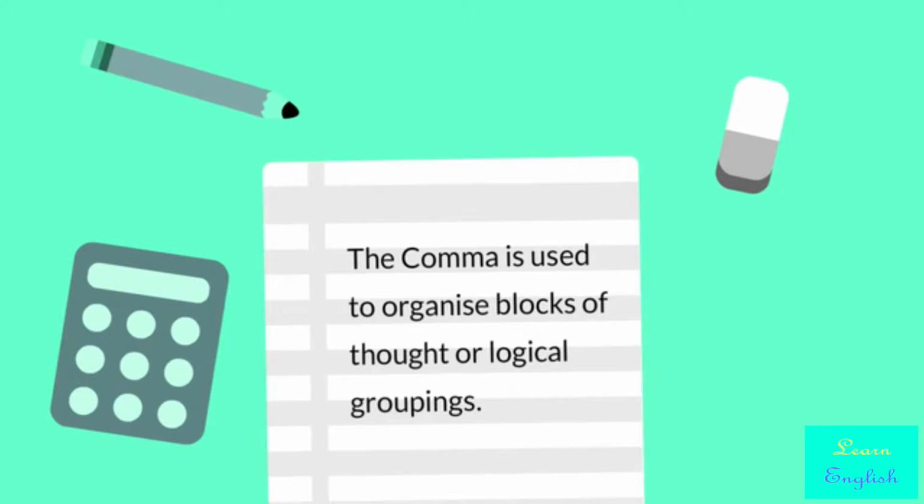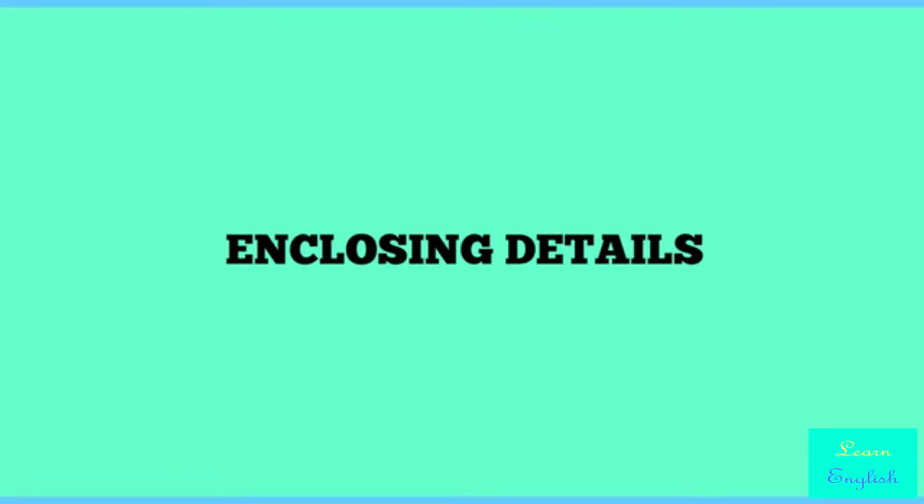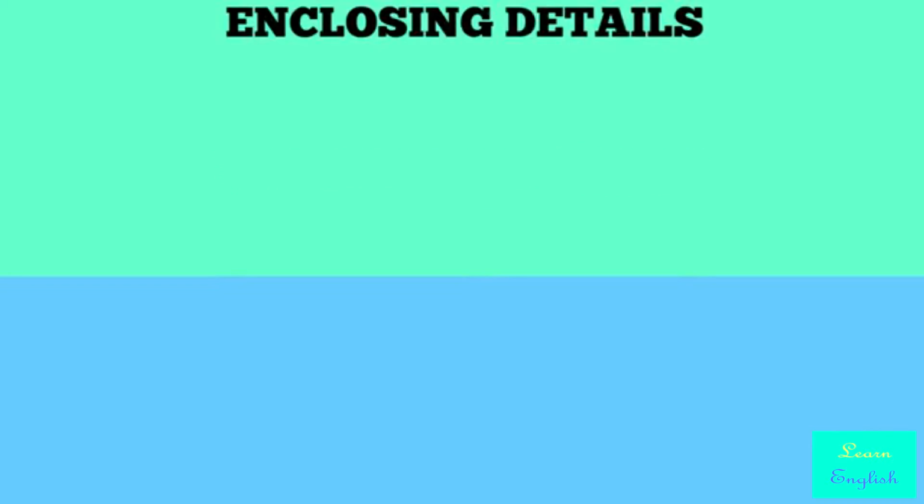Most people use commas to ensure that meaning is clear and, despite grammatical rules, will drop a comma if their meaning is retained without it. How the comma is used. First, enclosing details. Use a comma to enclose non-defining relative clauses and other non-essential details and comments. The comma is placed on either side of the insertion.